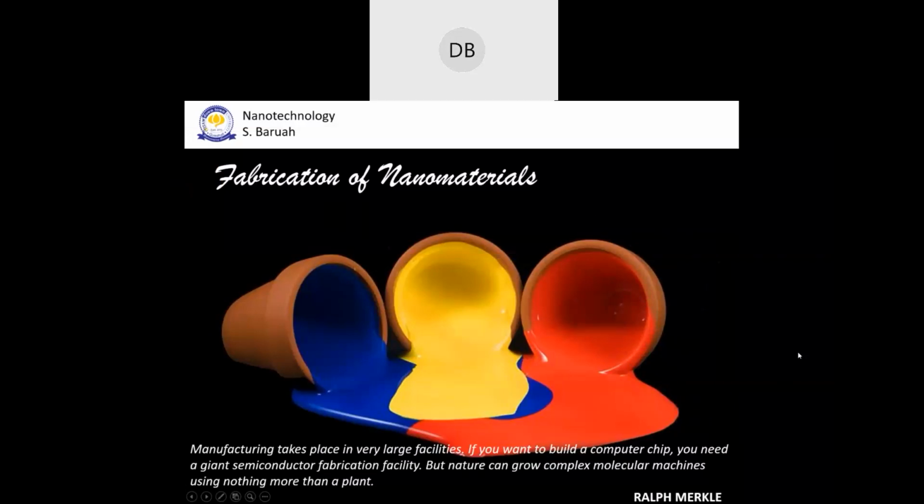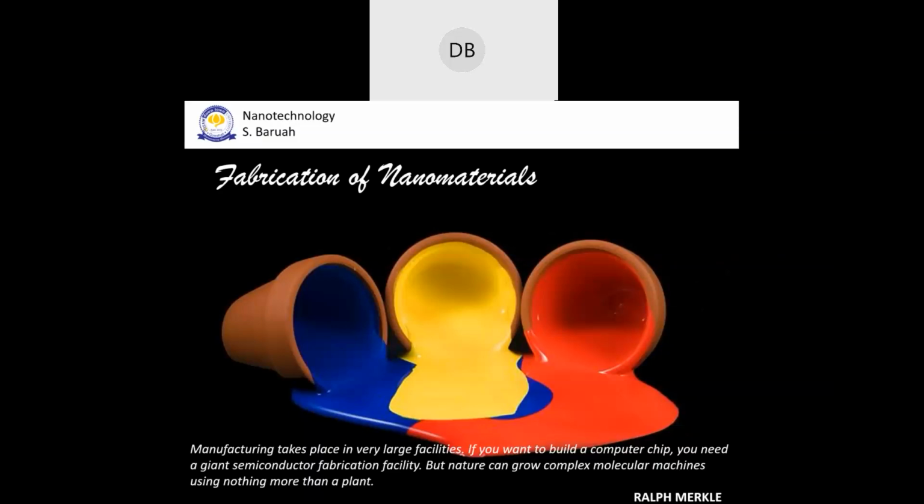Okay, so today we'll start a new discussion. This will be on the fabrication of nanomaterials, means how we make nanomaterials. So different processes, procedures, right?